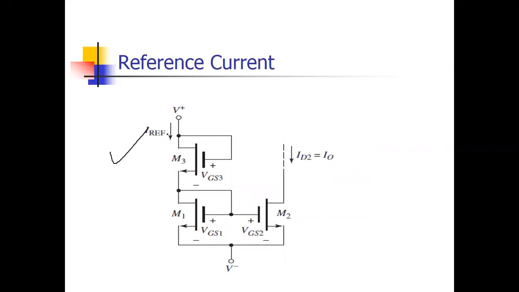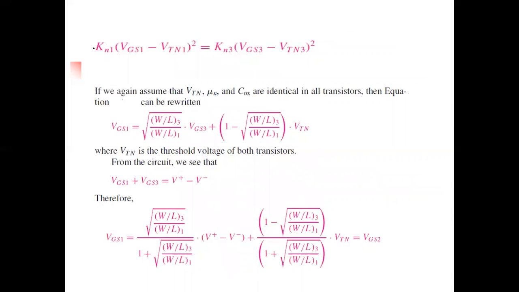Whatever the current flowing here, the reference current, the same current is flowing here. So the current through the third transistor is the same as the current through the first transistor. So we have taken current through the third transistor equals current through the first transistor: Kn1 (VGS1 minus VTN1) whole square equals Kn3 (VGS3 minus VTN3) whole square. When you solve this equation, you will get the value of VGS1.